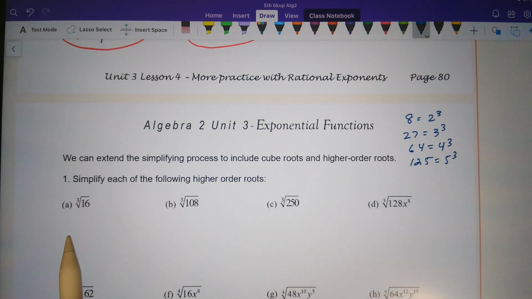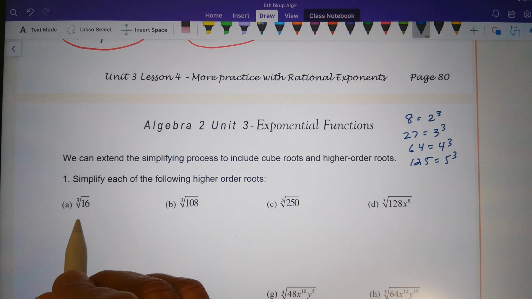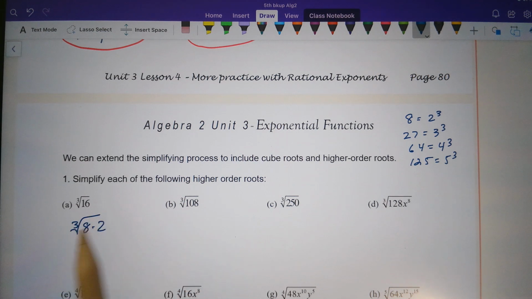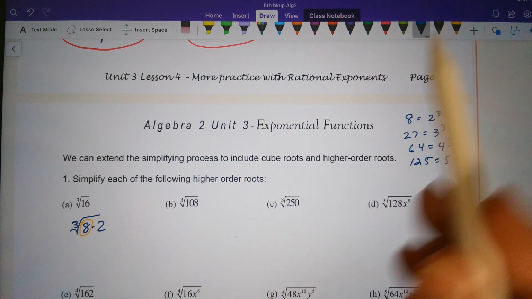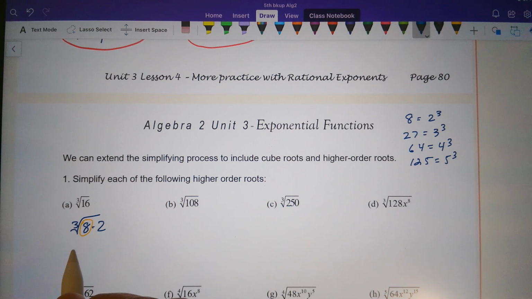Okay, so the cube root of 16, so we want to break 16 down into two factors, one of which is the largest perfect cube factor, which would be 8. 8 times 2 is 16. Let's circle the perfect cube, which is 8. Out comes its cube root. Cube root of 8 is 2. And then what's not circled remains. Cube root of 2.